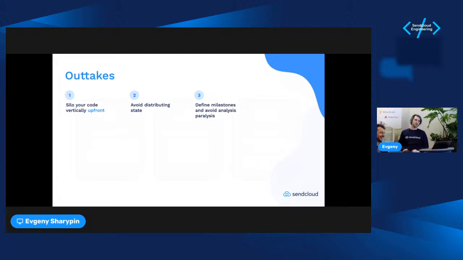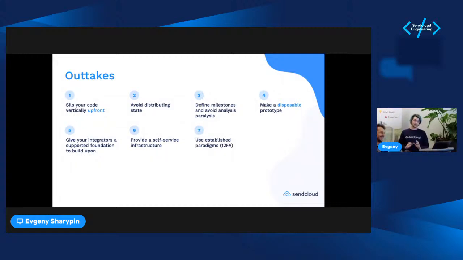Define milestones, but don't go too deep to avoid analysis paralysis. Make a disposable prototype first and actually dispose of it afterwards. If you're building a service ecosystem for integrators, try really hard to give them a base layer that would allow them to focus on the business logic and not on the specifics of communication between your services. Provide infrastructure as a service to help integrators avoid issues with deployments and preserve their focus. Use known paradigms, as for example, the 12-factor app.